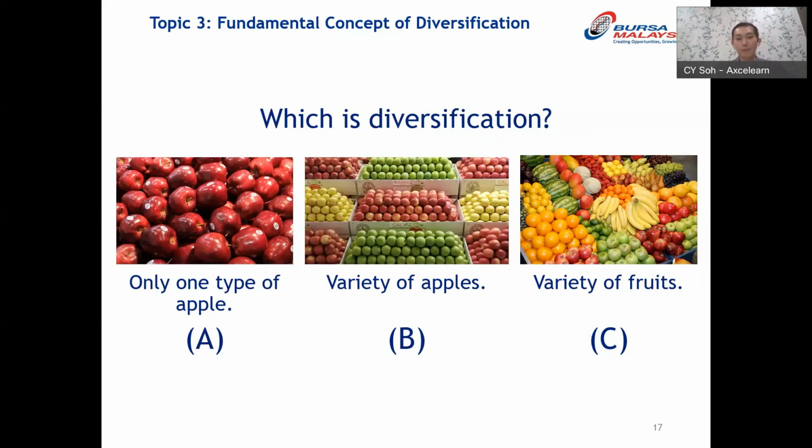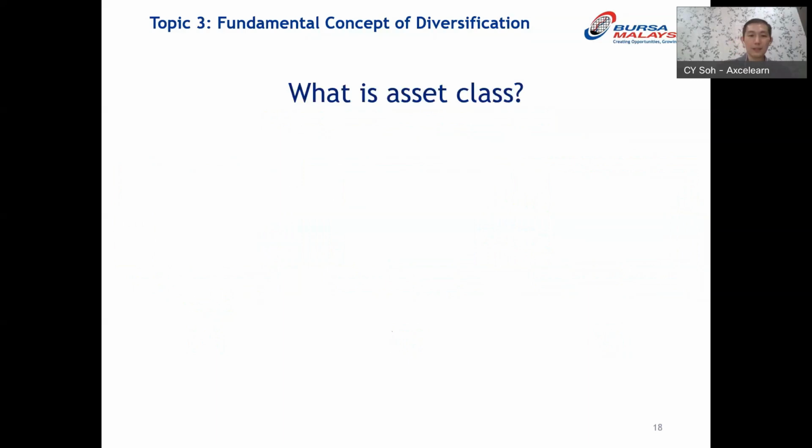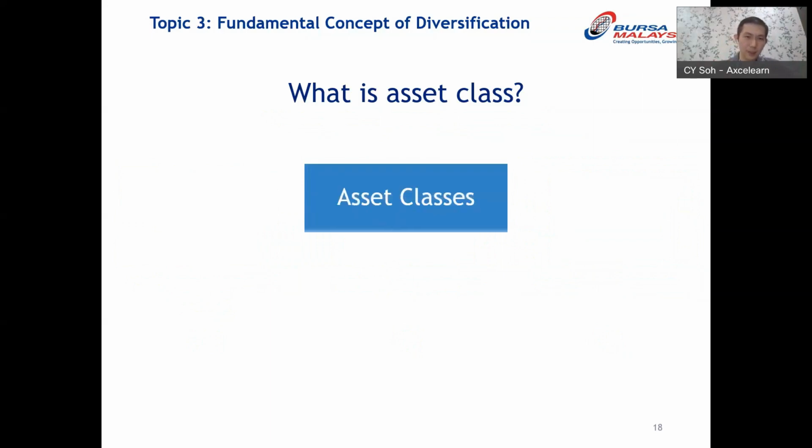Now, earlier on, I mentioned the word asset class, but I haven't clearly defined what an asset class is. It might be a new term for you, but let me share it in simple terms. When it comes to diversification, it is best to diversify across different asset classes. And what are asset classes? Very simple, we have different asset classes.